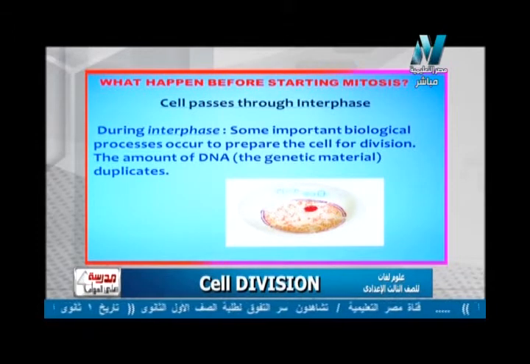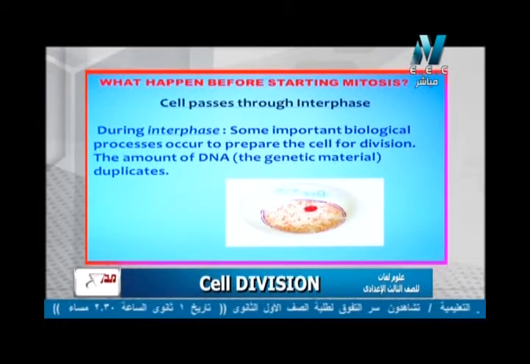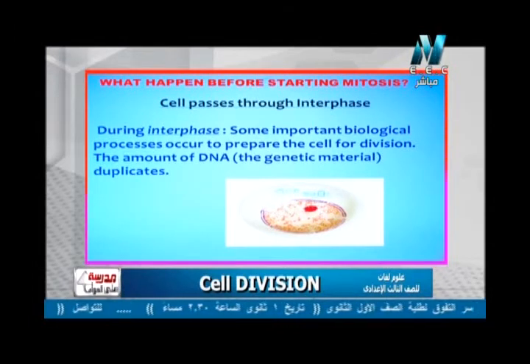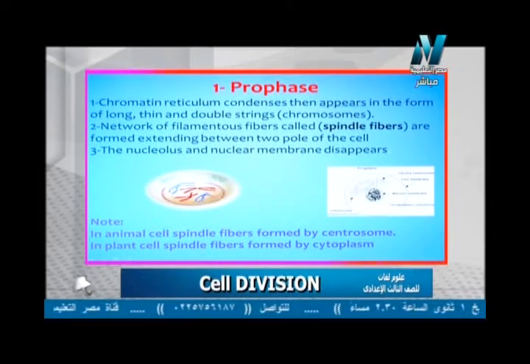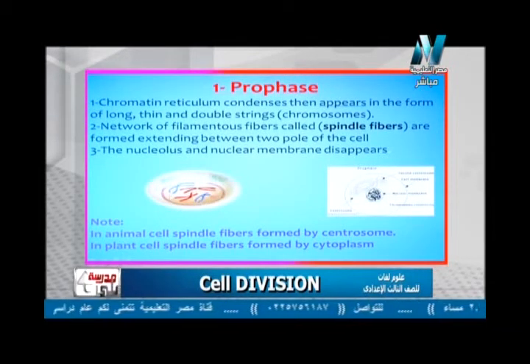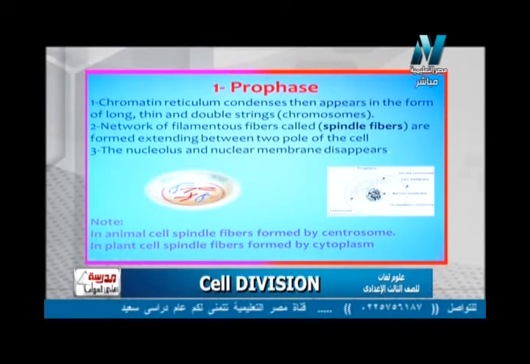So the topic number 1 we are going to say is the stages of division. Okay, let's start with stage number 1, prophase. What happened in the prophase? As we see, the nucleus changes and the nucleolus disappears. So step by step, let's enumerate them.